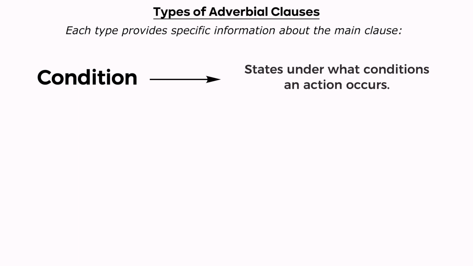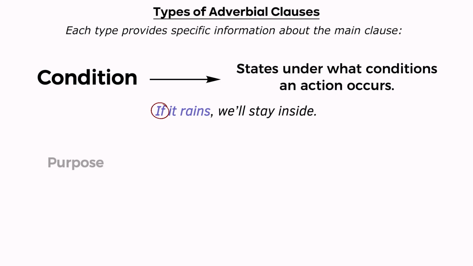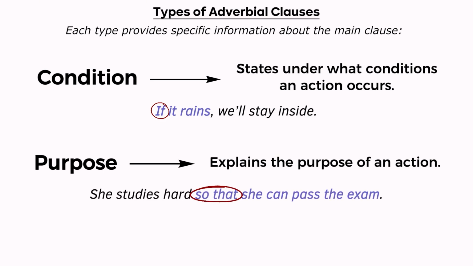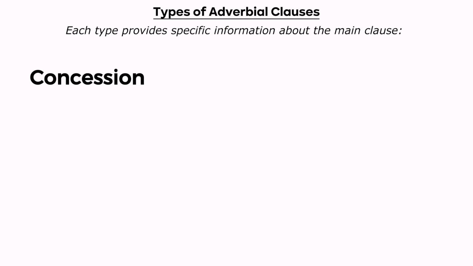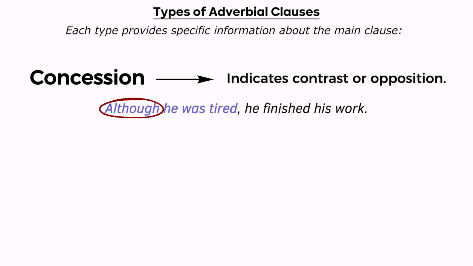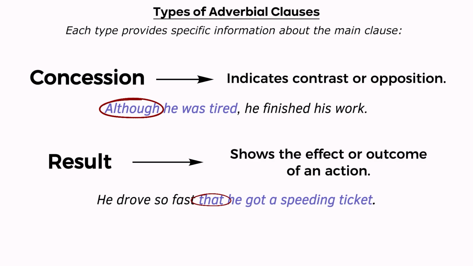Condition. States under what conditions an action occurs. Example, if it rains, we'll stay inside. Purpose. Explains the purpose of an action. Example, she studies hard so that she can pass the exam. Concession. Indicates contrast or opposition. Example: although he was tired, he finished his work. Result: shows the effect or outcome of an action. Example: he drove so fast that he got a speeding ticket.